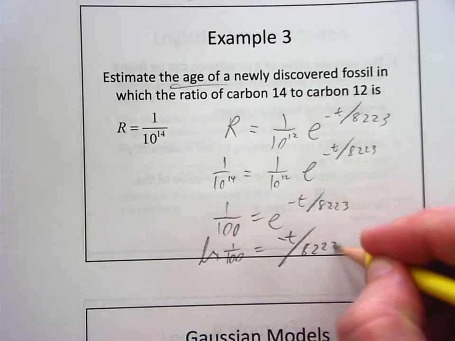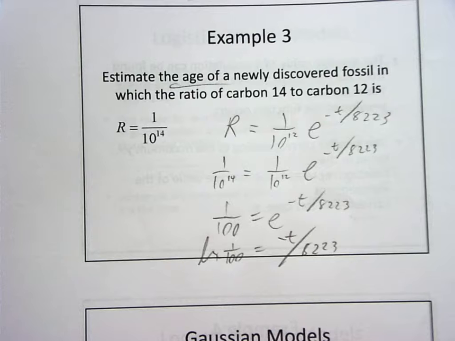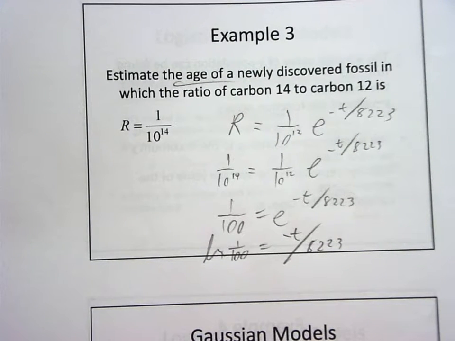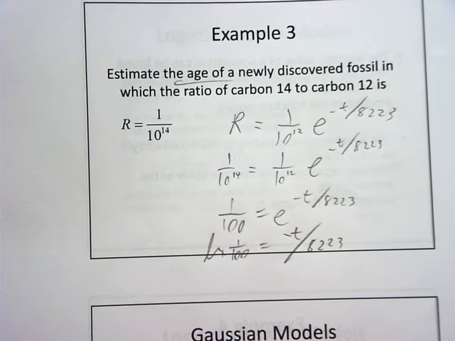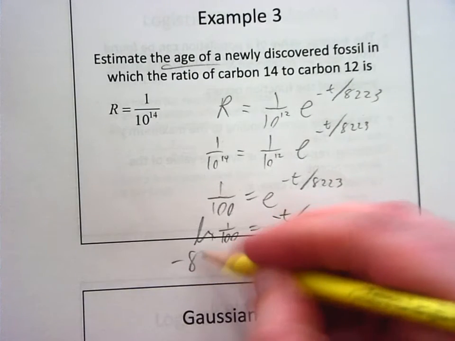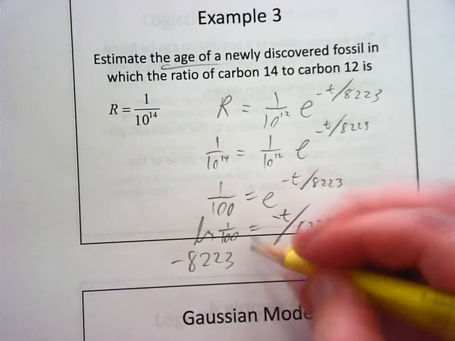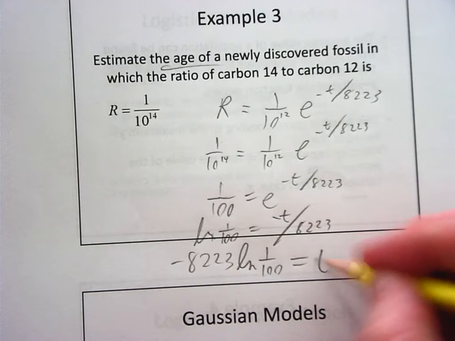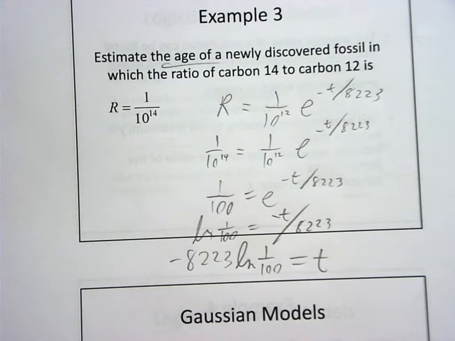Then I'd probably do something a little different. I'd multiply by negative to get rid of that at the same time. If you multiply by negative 8,223 times the natural log of 1/100, that should give you the age of the fossil. How old's the fossil?